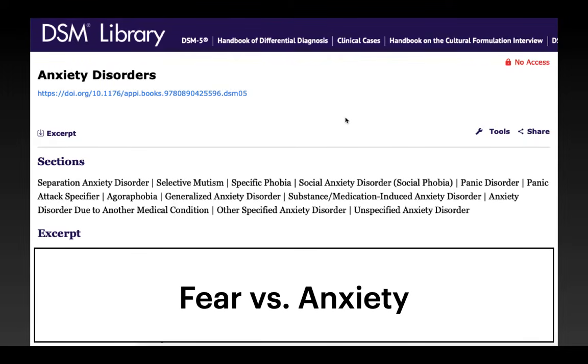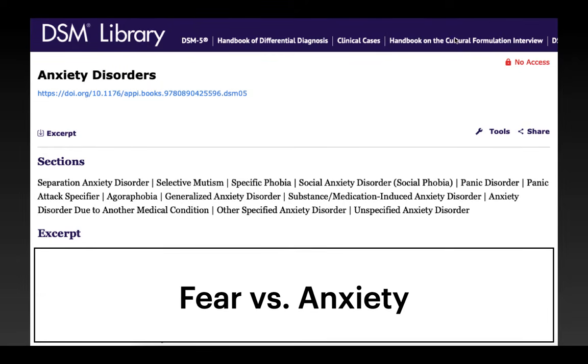So let's look at anxiety disorders. In the DSM, I love consulting the DSM because that's what helps us as psychologists understand disorders. You can see that the different sections of the DSM for anxiety are separation anxiety, selective mutism, specific phobias, social anxiety disorder or social phobia, panic disorder, panic attack specifier, agoraphobia, generalized anxiety disorder, which is what we just mentioned, substance or medication-induced anxiety disorder, and so on and so forth. Now at the bottom there, I've highlighted something and I'm going to remove it in a moment.